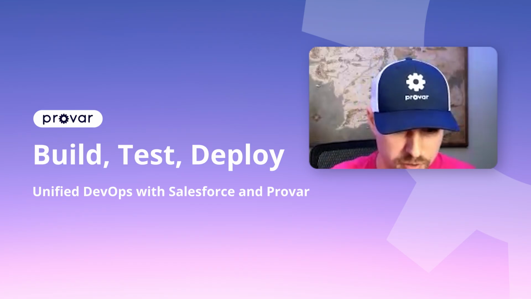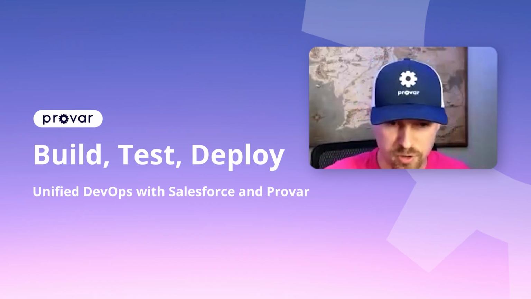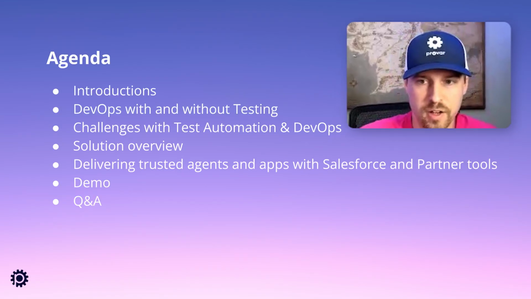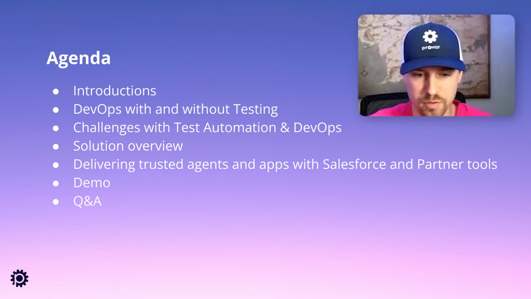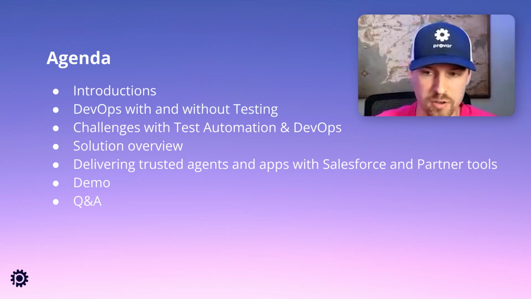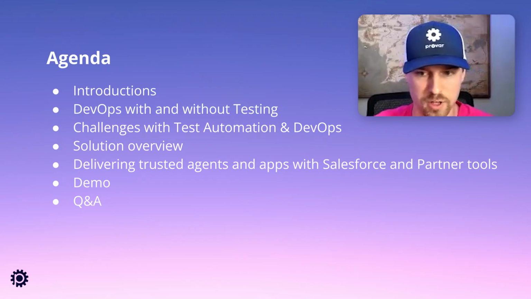I'll go over our agenda for today, and then I'll do some introductions, and then we'll kick things off. First and foremost, we'll be talking through what DevOps is like with and without testing, and some of the pros and cons there, and the things that we've observed, and that I've observed throughout my time at Provar, and just talking through the challenges that we've seen in the industry around incorporating test automation and DevOps.